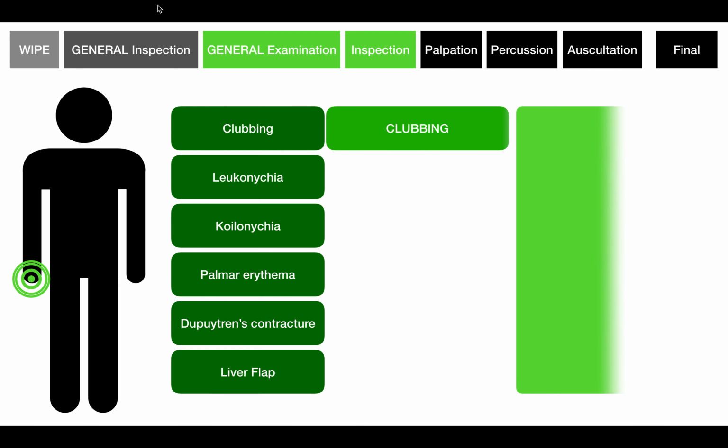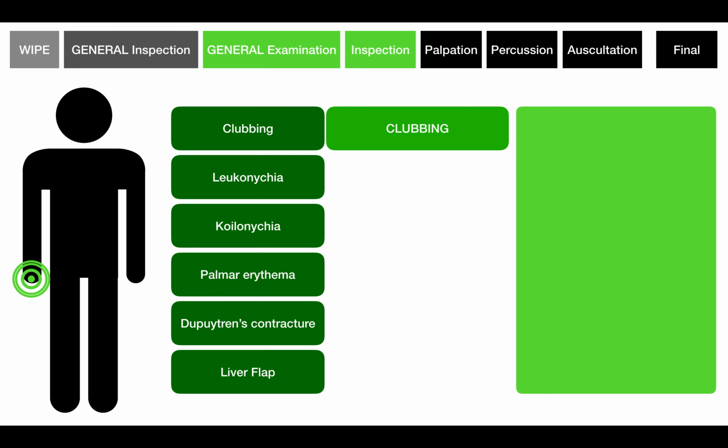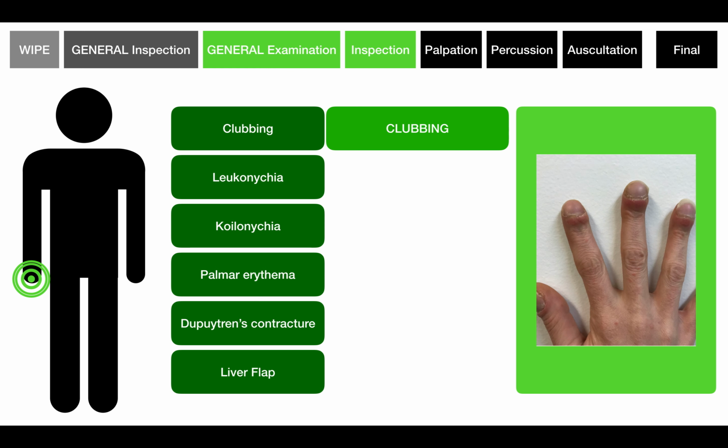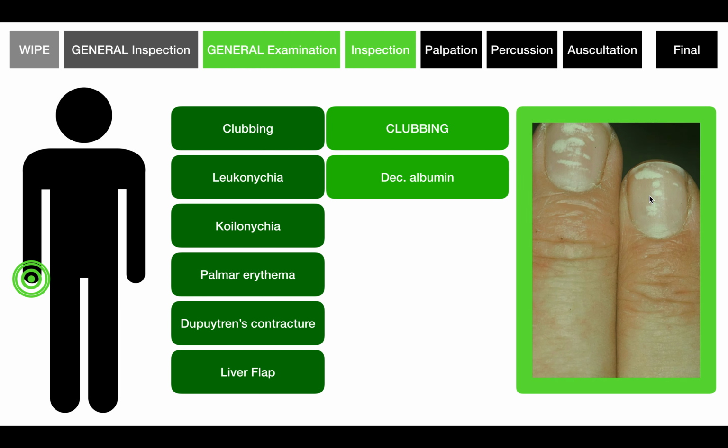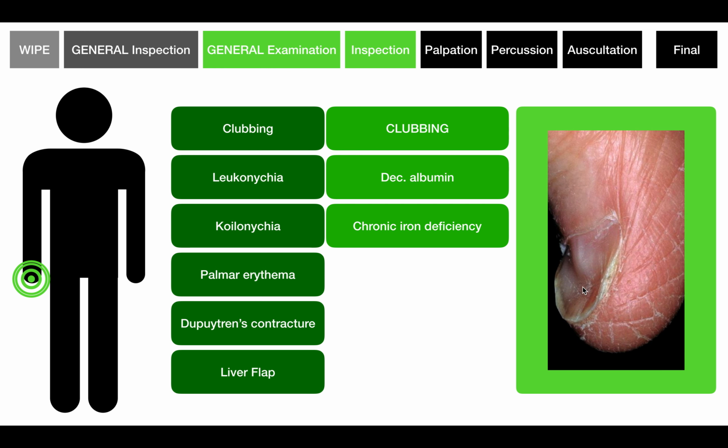So clubbing, the mnemonic to remember the causes of clubbing is clubbing. We're not going to get through those now, but make sure you give that a quick Google. This is what clubbing looks like, where you lose the angle of the nail bed. Then we have leukonychia, which is hypoalbuminemia, and this presents with these little white spots here. Koilonychia, which is chronic iron deficiency, and it's this sort of spooning cavitation of the nail bed.